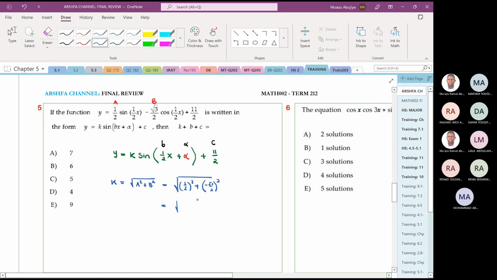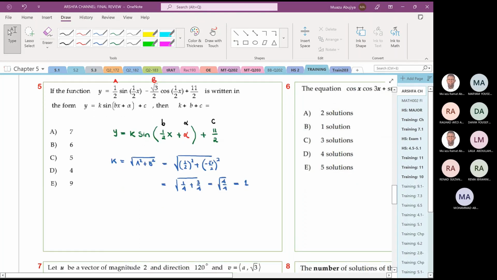We have root of 1 over 4 plus 3 over 4, which is going to be root of 4 over 4, right? And then that is going to be 1. Root of 1 is going to be equal to 1. So our k is equal to 1. Then we have good news. We know a, we know b, we know k.